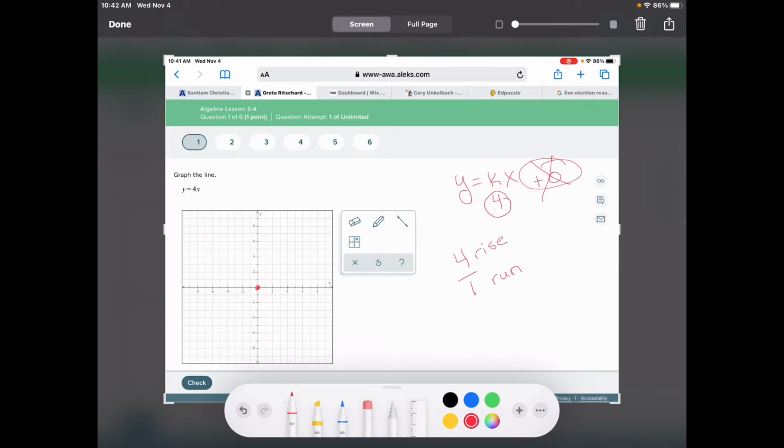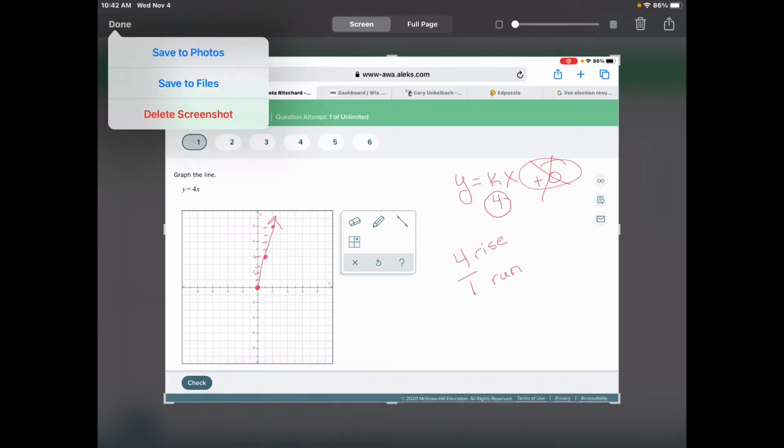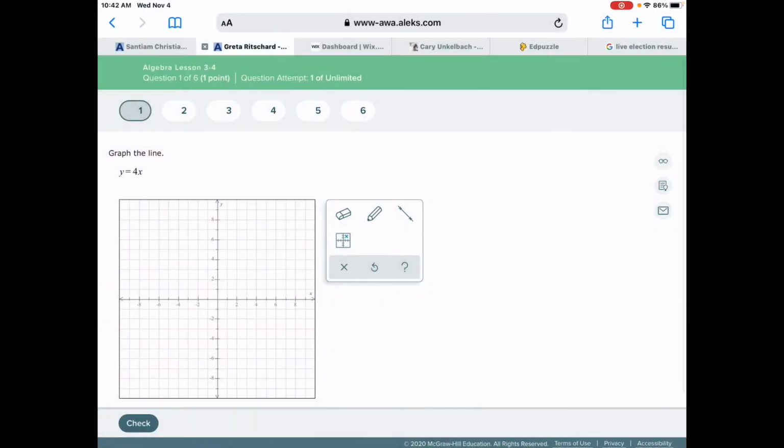And so I'm going to go up 4 and over 1, up and over 1 like that, and connect my line. It looks like this. This can be my first point, and place my second point here and check it.